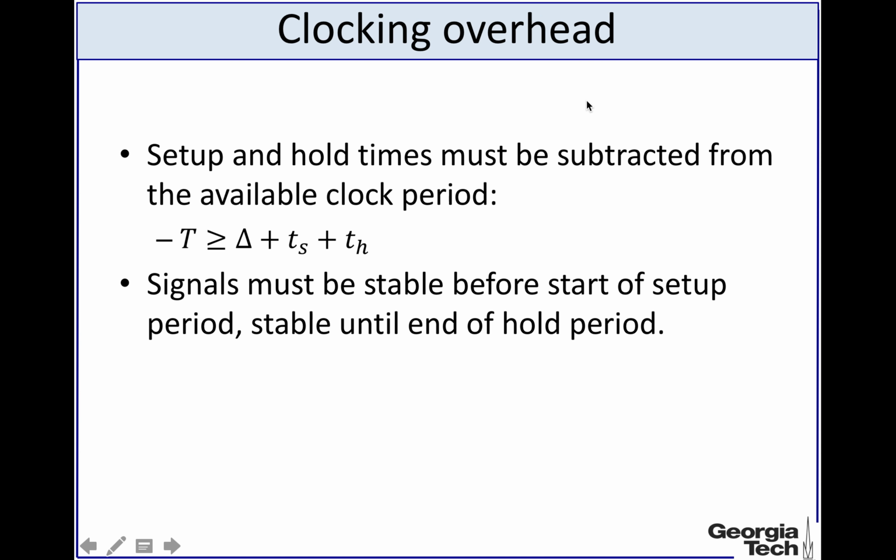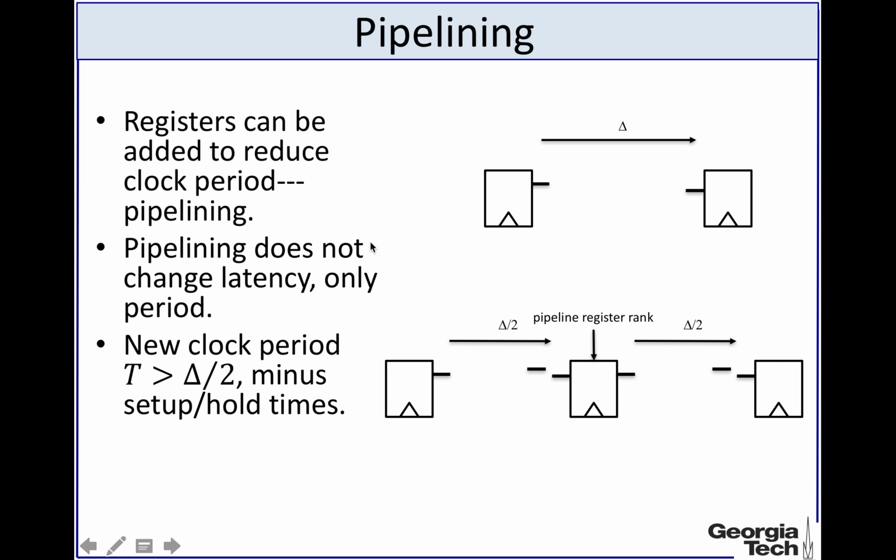Furthermore, as we have seen in the memory of the register, you have these timing requirements of the setup time and the hold time. So essentially your clock period has to be larger than the worst case delay of your combinational logic plus the setup time plus the hold time of the register that you have, and that is called the clocking overhead. All right.